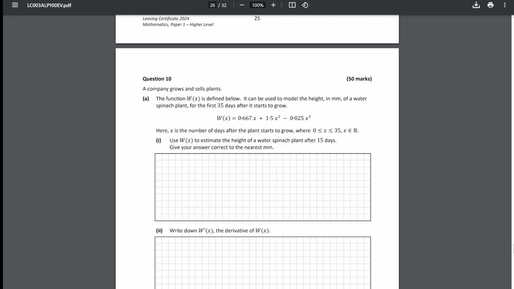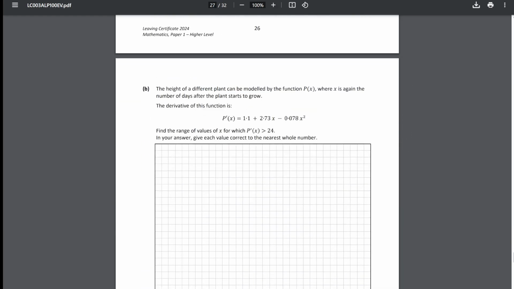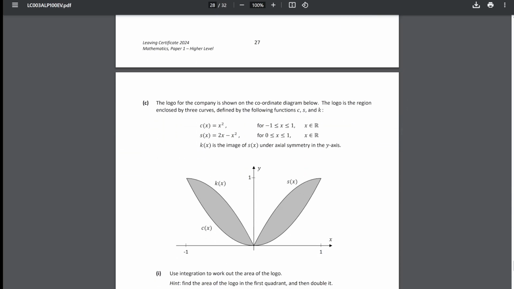And then lastly, we have this question about some spinach plants, the height of them. We're using W for the function, I guess, for water. We're looking at where they start growing. So again, just subbing into a formula, that's fine, finding the derivative. Then you actually do a quadratic inequality here, where the quadratic is negative, so it's an n shape. It's a sad quadratic, as I say to the people I teach.